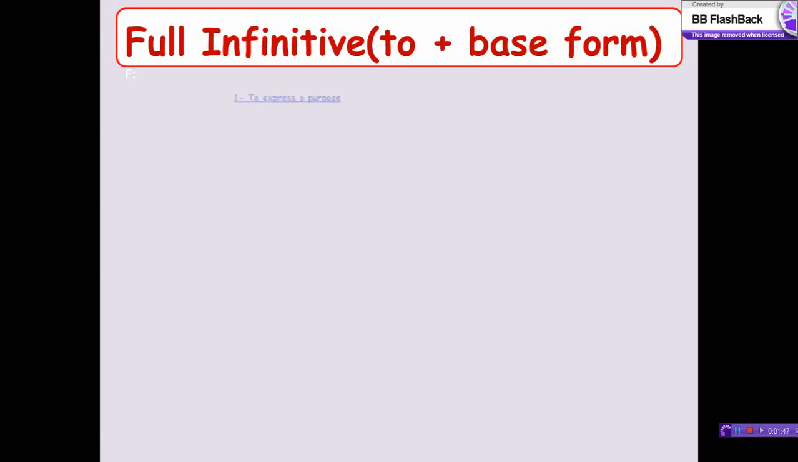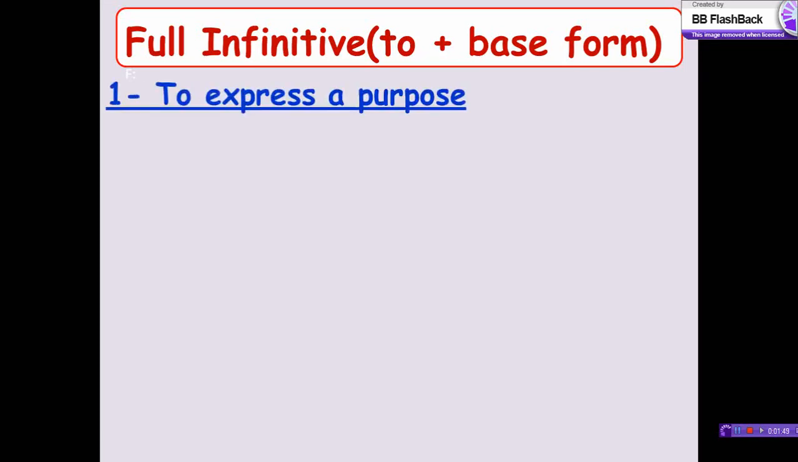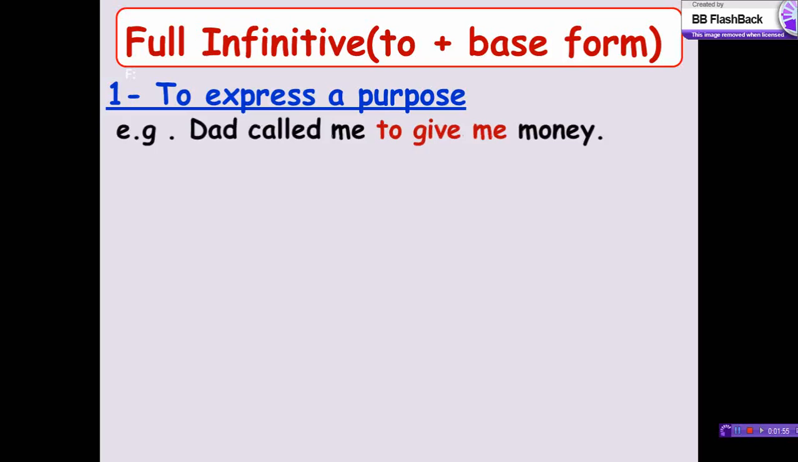The first case to use it is to express a purpose, why you do a certain action. For example, Dad called me to give me money. Another example, I study hard to succeed. So here I use the full infinitive, to and the base form, to show or express a purpose or why you do a certain action. I eat healthy food to be fit.